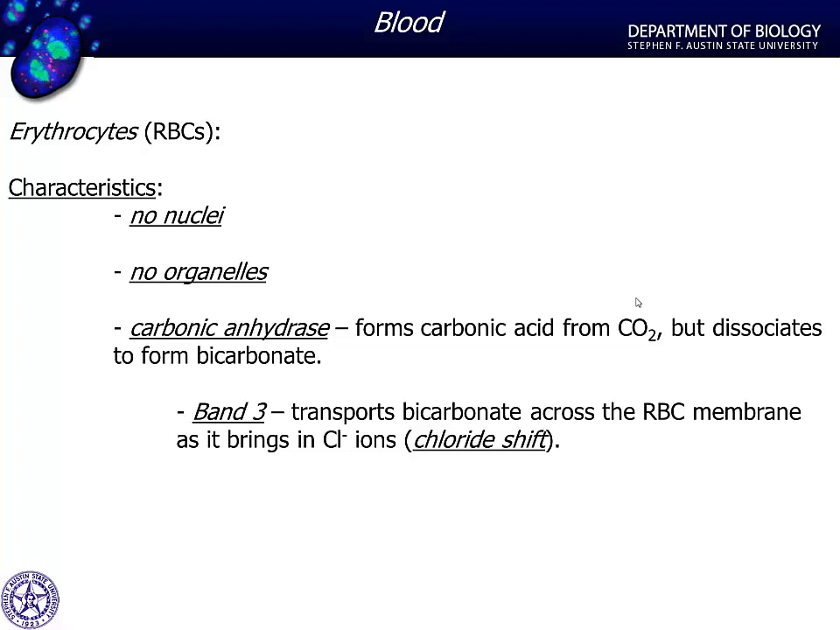Now, when we look at the proteins that are present, there is a band 3 protein, and this is going to be a channel that transports the bicarbonate ion across the red blood cell membrane as it shifts the chloride ion in. So this is going to be our chloride shift. And when we get to the lungs, remember, we do the reverse chloride shift. The bicarb comes in and the chloride goes out. That's the reverse that we hit when we get to the lungs.